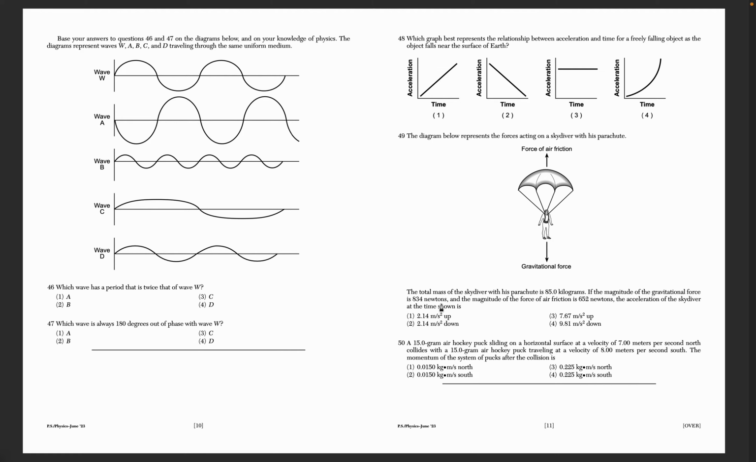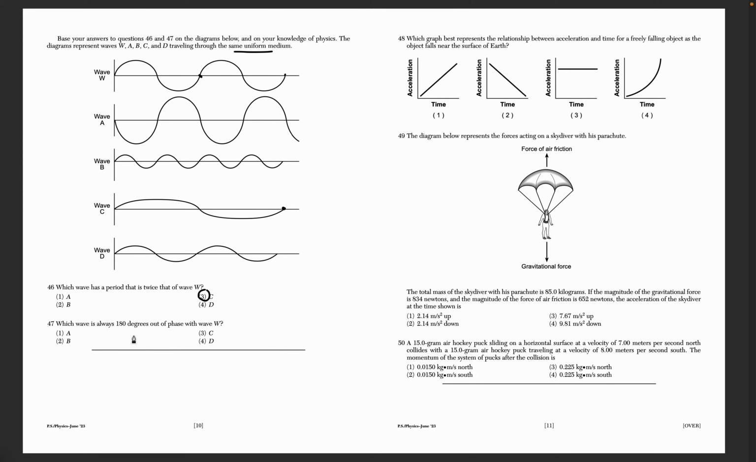Base your answers to the questions on the diagram, which represents waves in the same uniform medium. Which wave has a period that is twice that of wave W? The period for wave W is the time it takes for one full wave. Wave A has the same period. Wave B actually has less. Wave C, yes, because that's the full time it takes one crest and one trough for a full wave, so it's wave C.